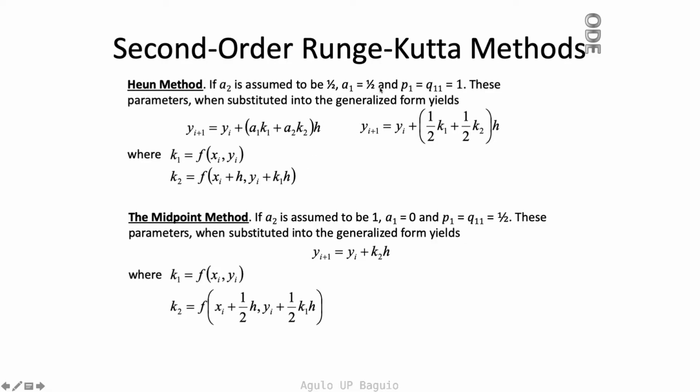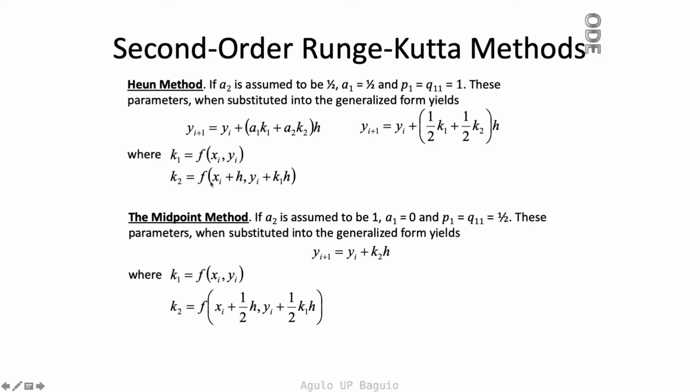We already know that p1 and q11 are equal to 1, so that's why we have x sub i plus h here and y sub i plus k1 h here. So what do we do here? Well, we go through the same process as what we did in Euler's method, but instead of just using this equation, we need to determine k1 and k2 first. k1 is just equal to f of x sub i, y sub i.